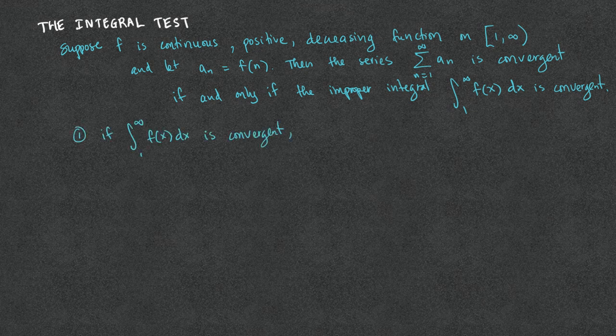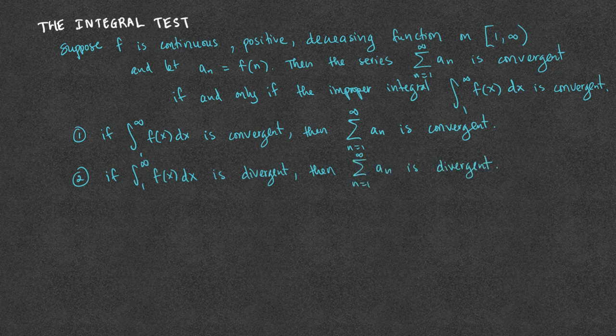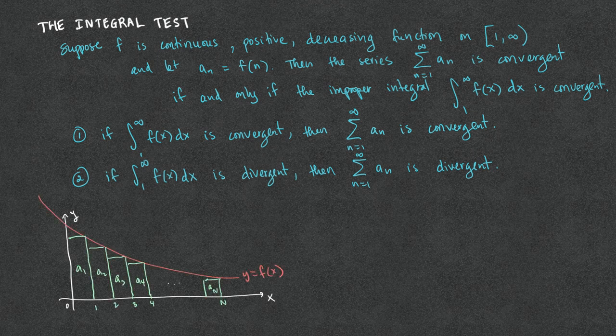There are two cases. One, if the improper integral is convergent, then the series a sub n is also convergent. Case number 2. If the improper integral is divergent, then the series is also divergent. To see this, we can represent the series on the graph. We graph each of the terms below the continuous functions.